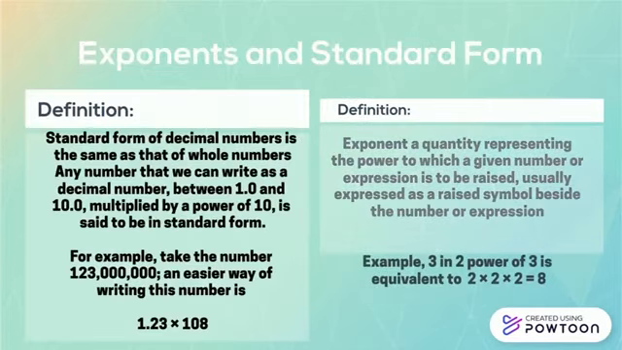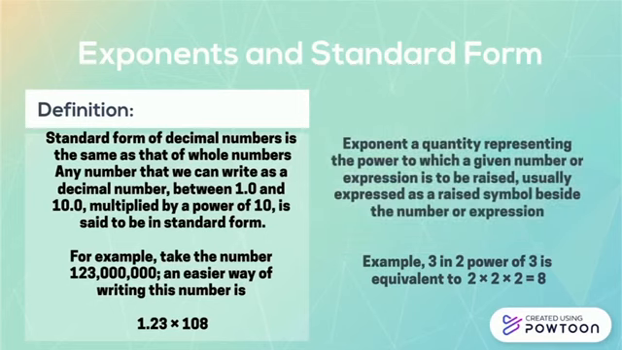Moving on to exponent and standard form. Standard form of decimal numbers is the same as that of whole numbers. Any number that can be written as a decimal number between 1.0 and 10.0 multiplied by a power of 10 is said to be in standard form.